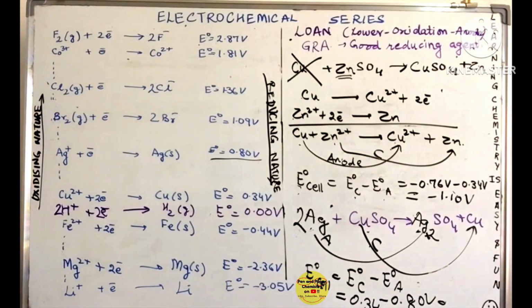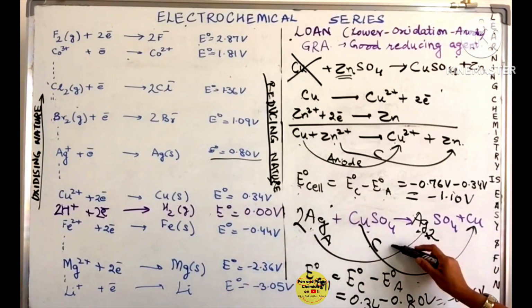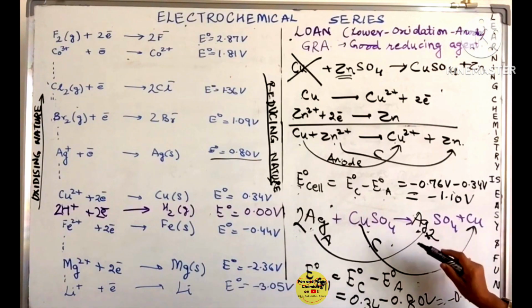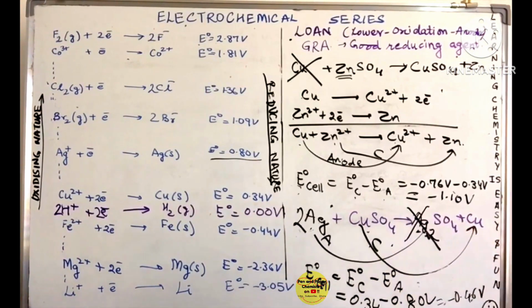Now is this a positive or a negative value? Negative value, correct. So minus 0.46 volts. So a negative value means, does this reaction take place? No, it doesn't take place, right? So because this reaction does not take place, can I store a solution of copper sulfate in a vessel made of silver? Yes, we can.